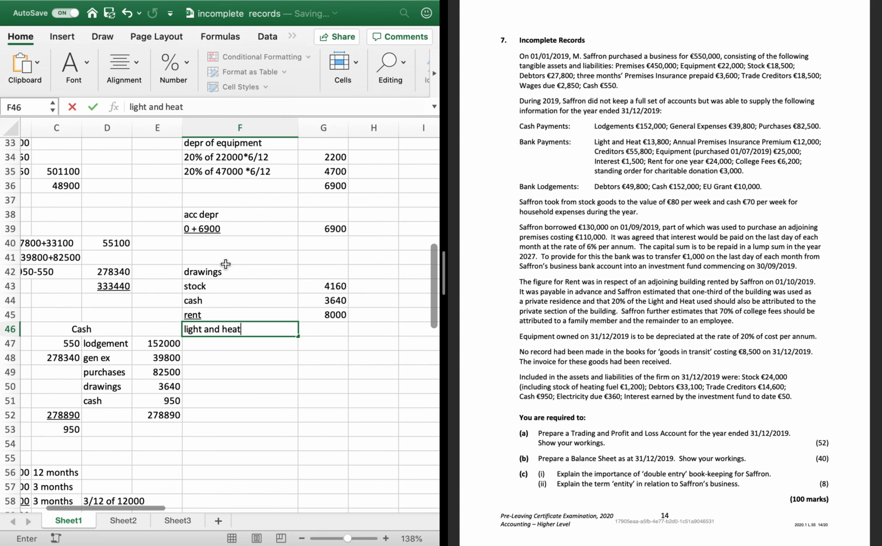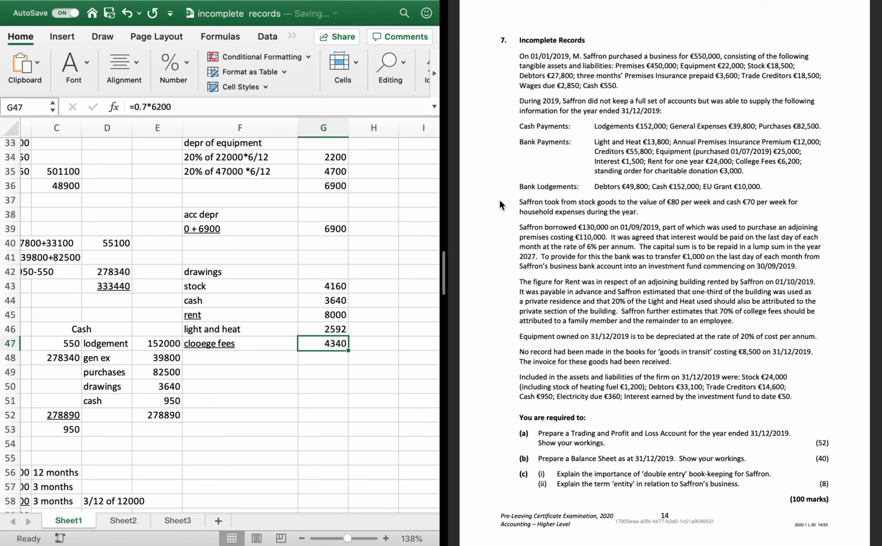2,592. And I had my college fees, which was 70%, I think. So 70% of the 6,200. So my drawings then, that's that one finished. So we'll just add them up.